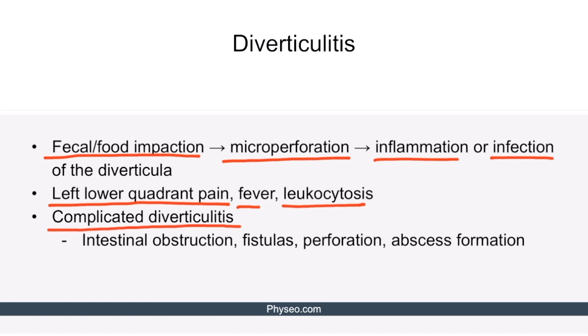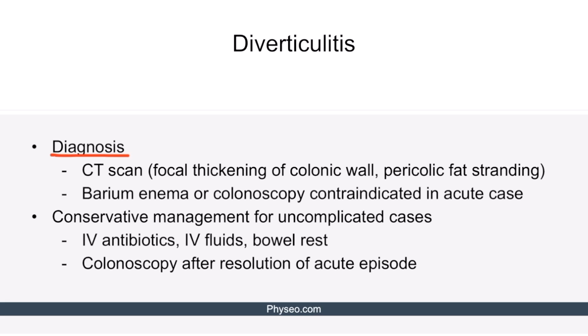Now, a complicated diverticulitis is said to occur when that inflammation gets severe enough to cause intestinal obstruction, or even a fistula, or if it perforates, or if there's formation of an abscess. Now, a CT scan is the investigation of choice in any patient in whom you suspect diverticulitis. And that would show focal thickening of the colonic wall due to inflammatory edema, and there can be pericolic fat stranding. Although barium enema is a useful investigation in uncomplicated diverticulosis, once the diverticulitis develops, the barium enema is no longer safe. So once they get the itis, then you don't want to do a barium enema.